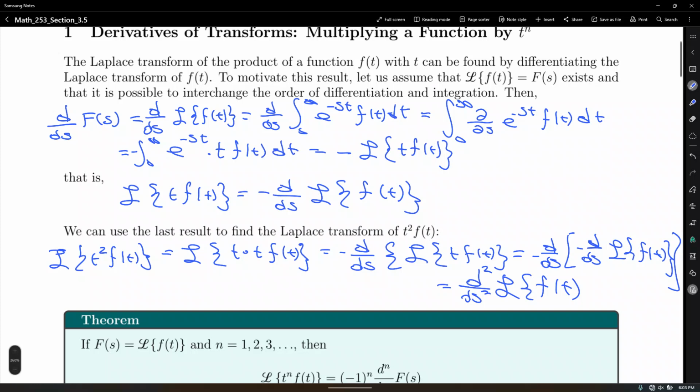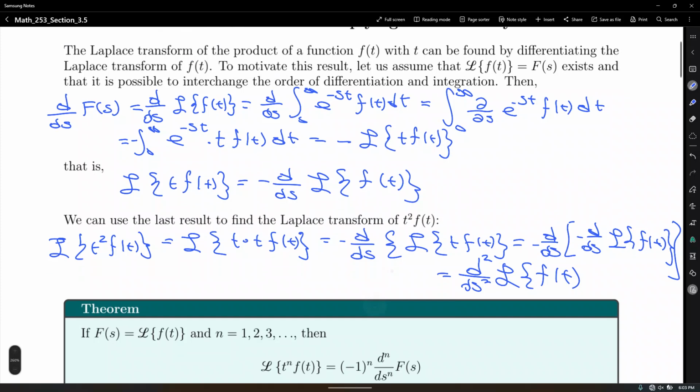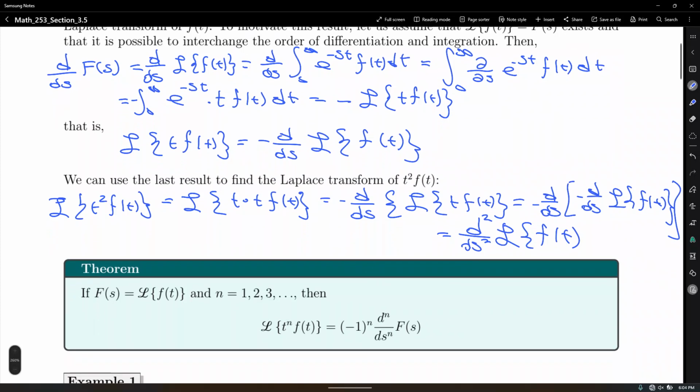And also notice the alternation of the sign. While we had a negative for the first derivative, the second derivative is positive. The result is summarized here in the theorem below. If F(s) is the Laplace transform of f(t), then multiplication by t to the n is (-1)^n, where n is the order, times d^n/ds^n, the nth derivative of the function that we're going to transform.